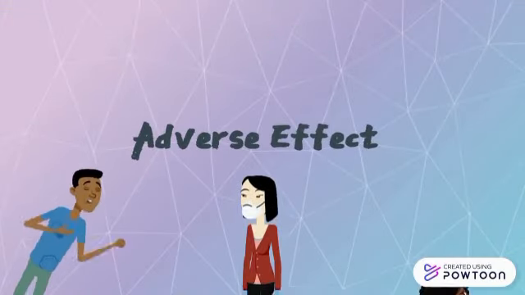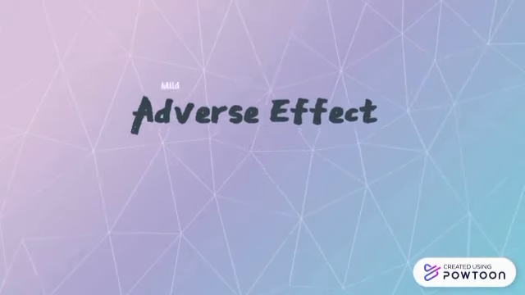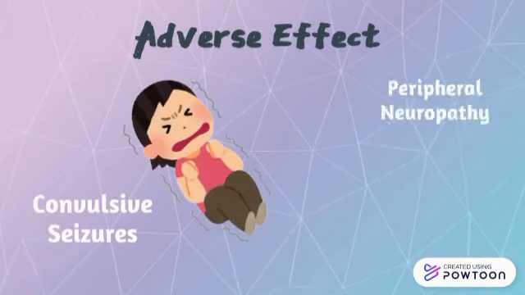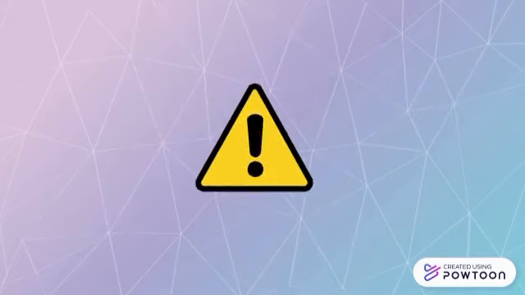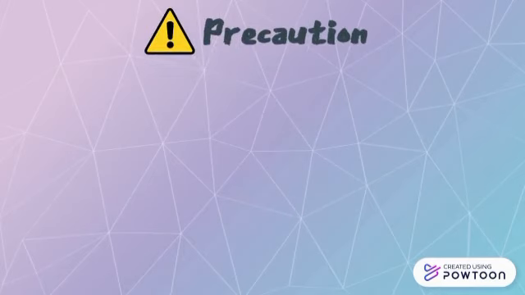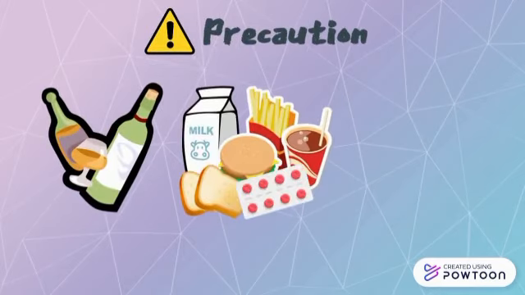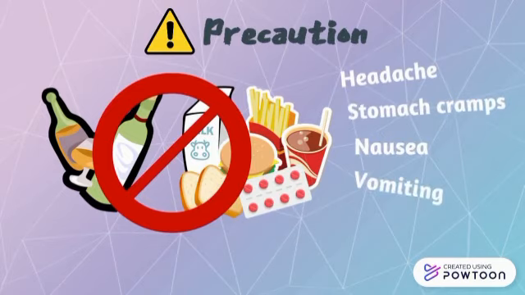There are also some rare but serious adverse effects that usually occur with mild to moderate severity, such as convulsive seizures and peripheral neuropathy in prolonged use. And for the last part, don't drink alcohol or consume any food or medicine that contains propylene glycol together with metronidazole, because it can lead to side effects such as headache, stomach cramps, nausea, vomiting, and flushing.